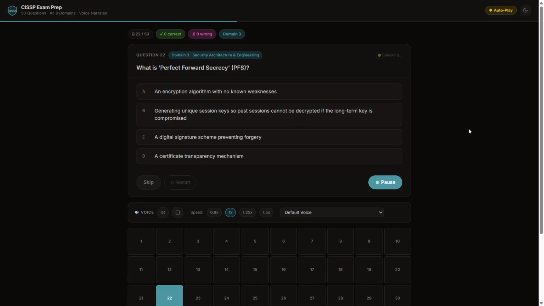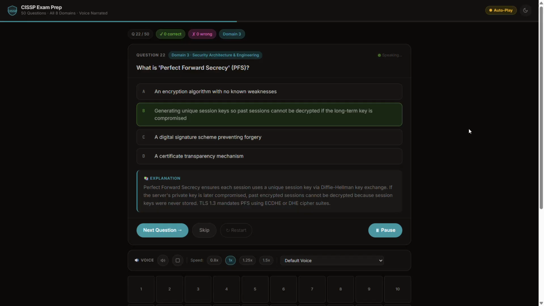Question 22. What is perfect forward secrecy, PFS? Options: A. An encryption algorithm with no known weaknesses. B. Generating unique session keys so past sessions cannot be decrypted if the long-term key is compromised. C. A digital signature scheme preventing forgery. D. A certificate transparency mechanism.